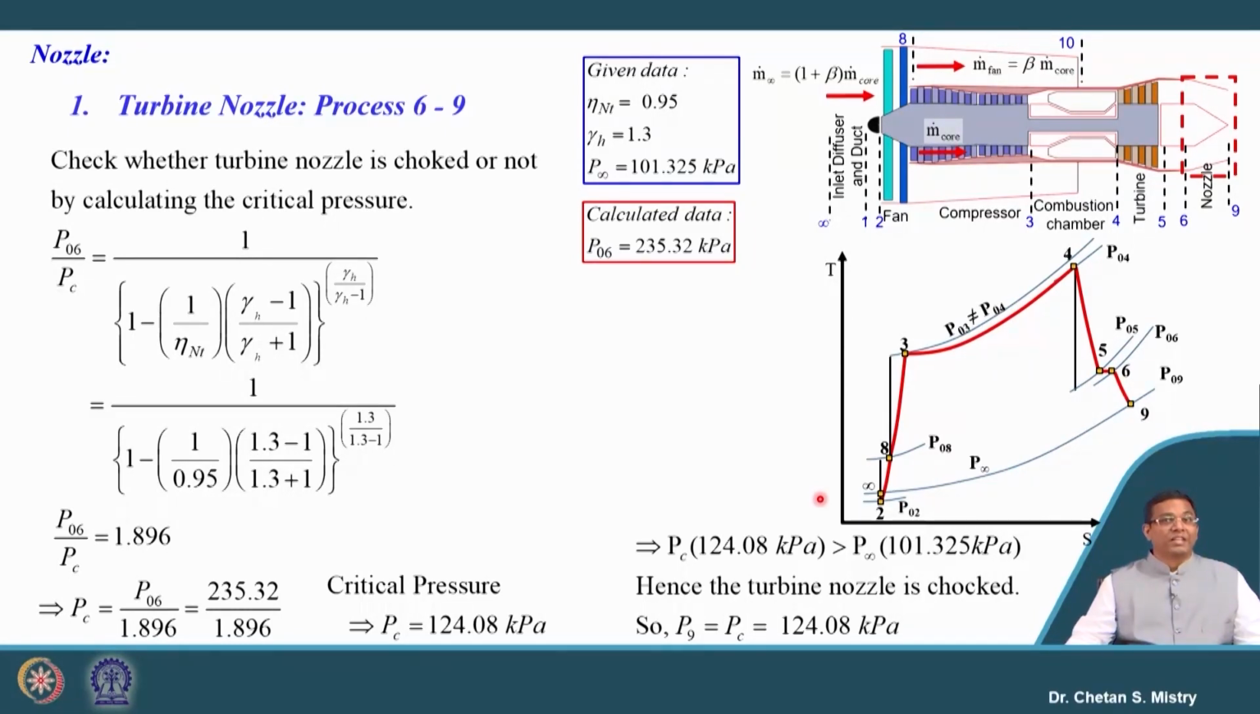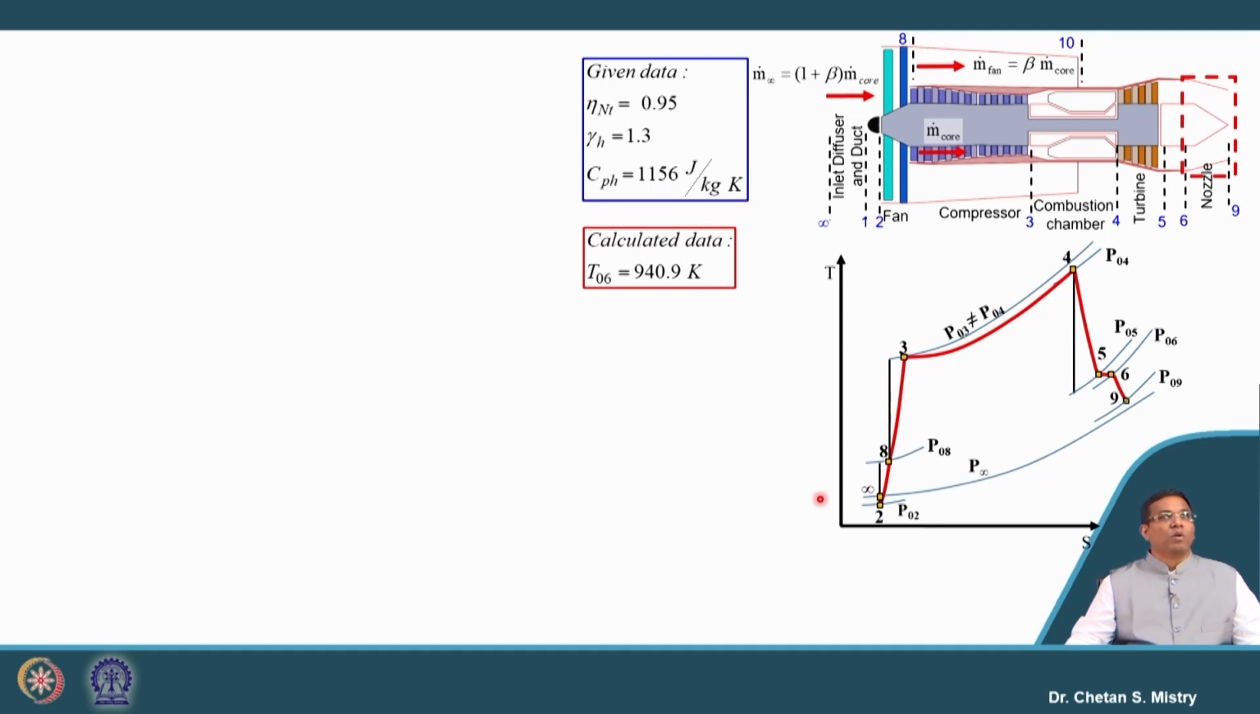So, we can say this nozzle is a choked nozzle, and for the choked nozzle the exit pressure will be equal to the critical pressure, and that is why this pressure is coming 124.08 kilopascal. Okay. Now, the next calculation we will be doing is for the exit velocity, because we are interested in calculating the thrust, and the thrust is a function of velocity.